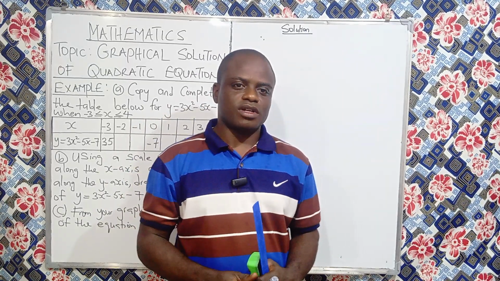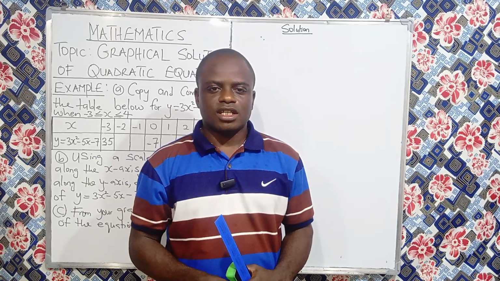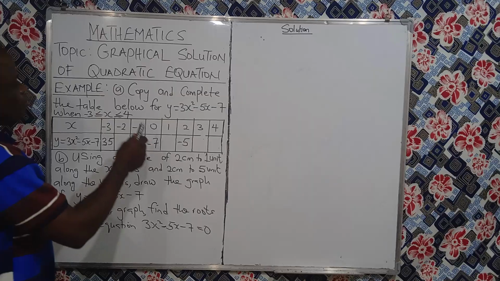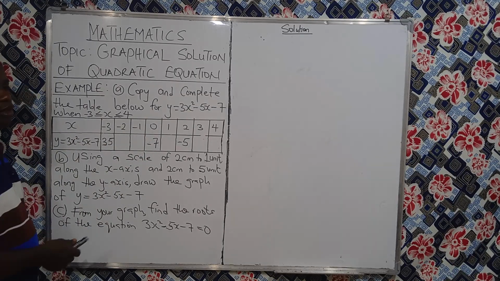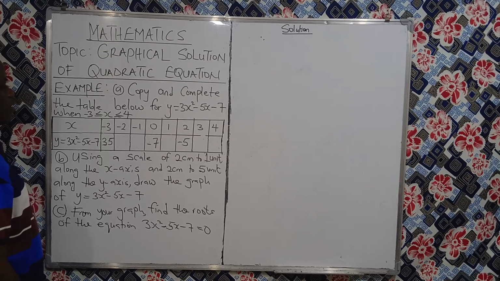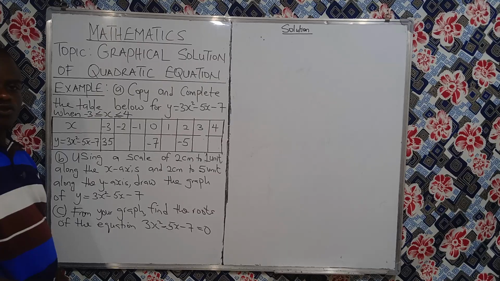Today we consider a topic that deals with graphical solution of quadratic equation. Let's see what's on the board. You have to copy and complete the table below for y equals 3x squared minus 5x minus 7 when x is greater or equals to minus 3 and less or equals to 4.